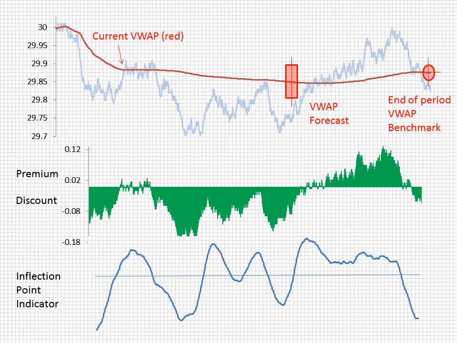And we want to understand the importance of the end of period VWAP benchmark and the relationship that these 3 components hold. The current VWAP turns into the VWAP forecast, and the VWAP forecast ultimately trades into and becomes the final VWAP benchmark. This is the benchmark that the arrival price for the parent order is measured against.